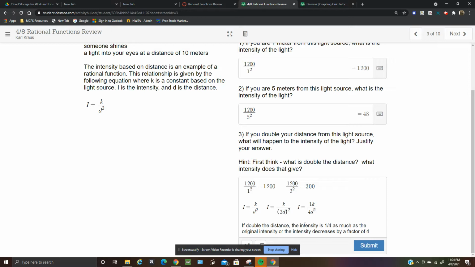So if I double the distance, the intensity is 1/4 as much as the original intensity, or the intensity decreases by a factor of 4. You can also see that in the equation itself. If I do 2d here, I get k over 4d squared, and if I compare that with the original, it's 1/4 the intensity.